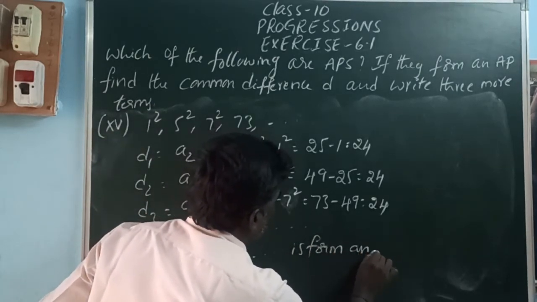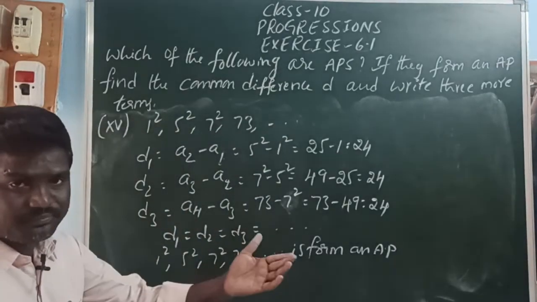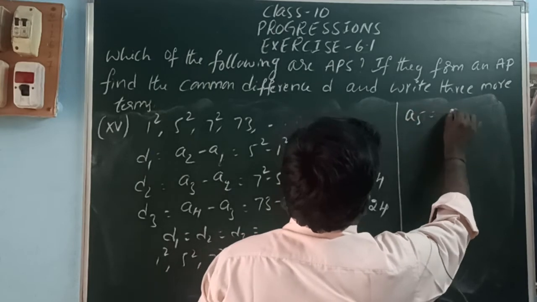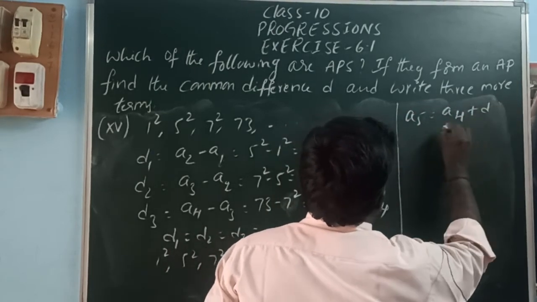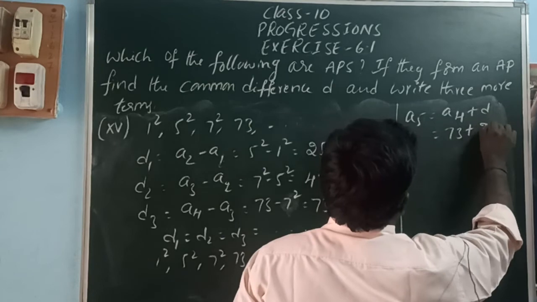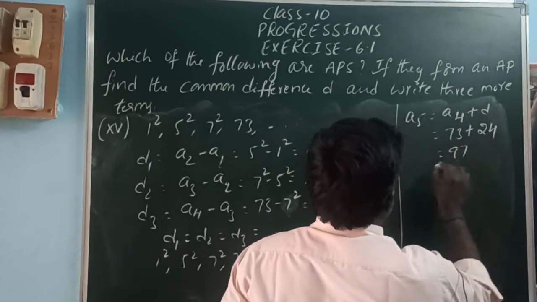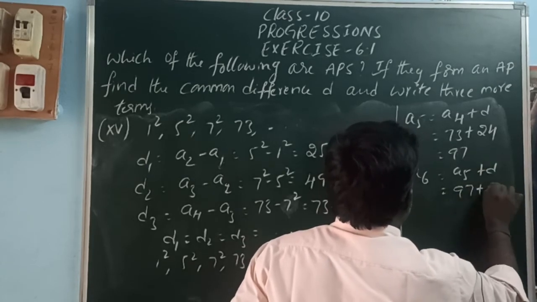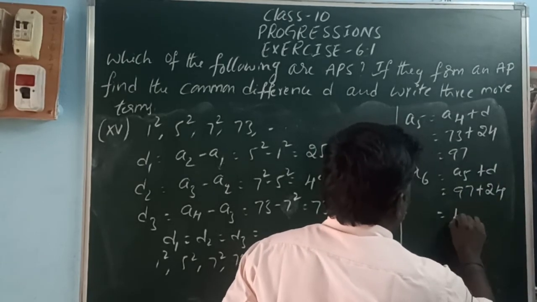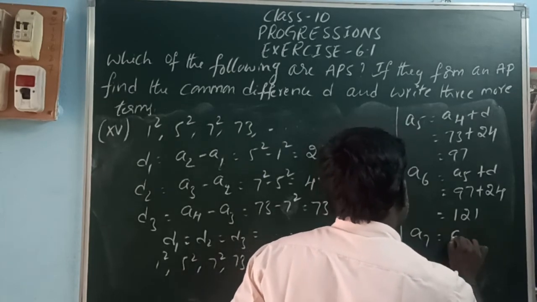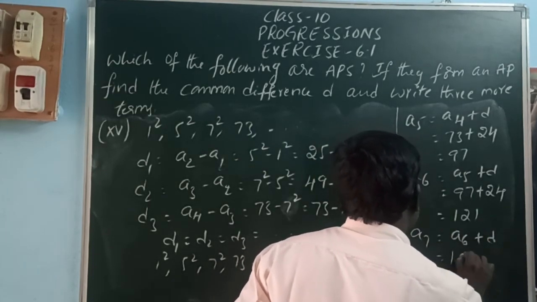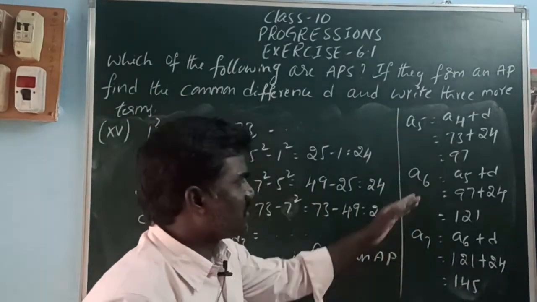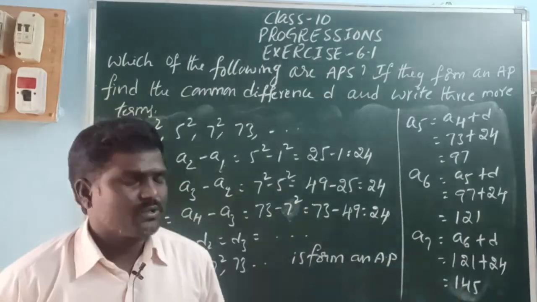So they are asking for the next three terms. So that is here the fifth term, that is equal to a4 plus d. So a4 is 73 plus d is 24, that is equal to 97. a6 is a5 plus d, that is 97 plus 24. So that is how much? 121. a7 is a6 plus d, that is equal to 121 plus 24, that is equal to 145. The next three terms are 97, 121, 145. Thank you for watching my video.